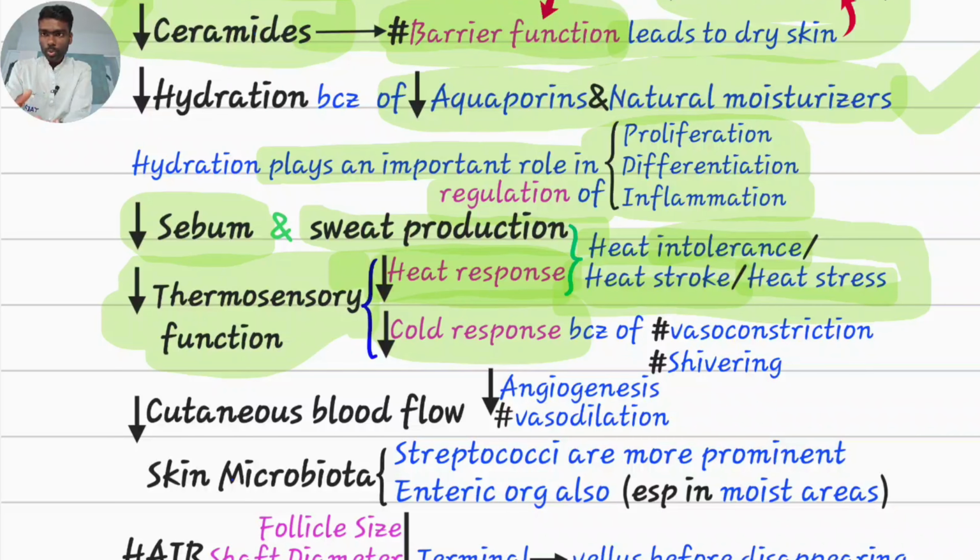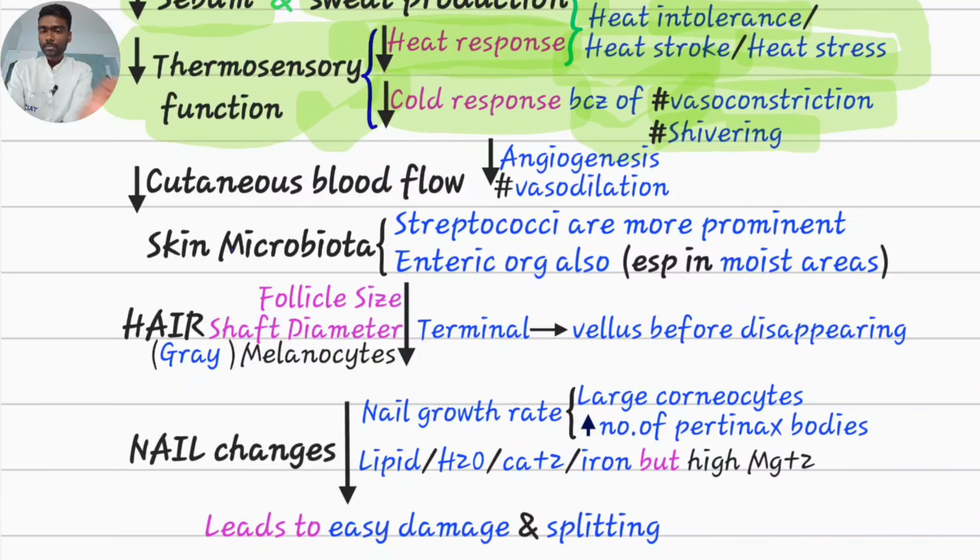In response to cold, a normal individual has to shiver and get vasoconstriction to withhold the heat within the body. But in old age, there will be reduction in cold response and there will be impairment in vasoconstriction and shivering also. All this will lead to thermosensory function impairment. There will be reduction in cutaneous blood flow. In cutaneous vasculature, there will be reduction in angiogenesis and impairment in vasodilation, ultimately leading to reduced blood flow to skin.